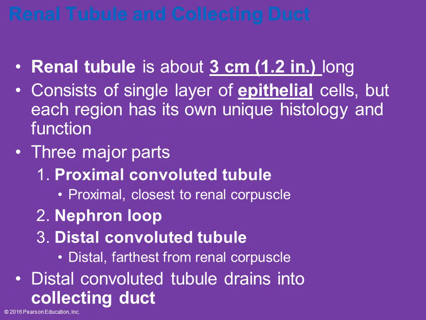The renal tubule portion consists of epithelial cells. There are three main parts of this. It contains first the proximal convoluted tubule, then the nephron loop, also known as the loop of Henle, and then the distal convoluted tubule. That distal convoluted tubule drains ultimately into the collecting duct. And by this point, what is draining into the collecting duct is the urine.